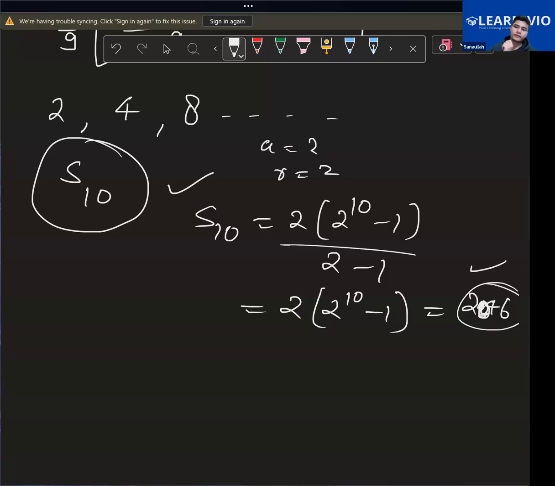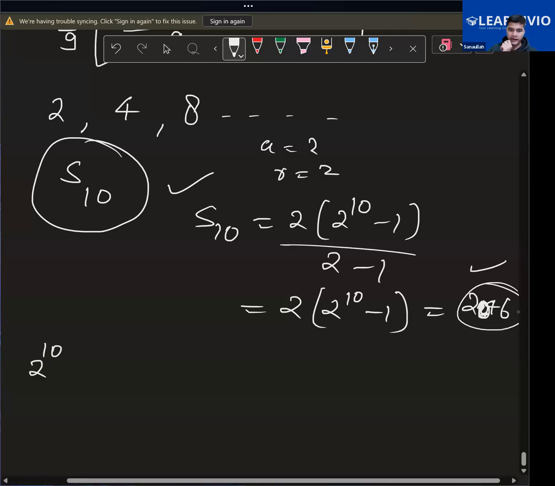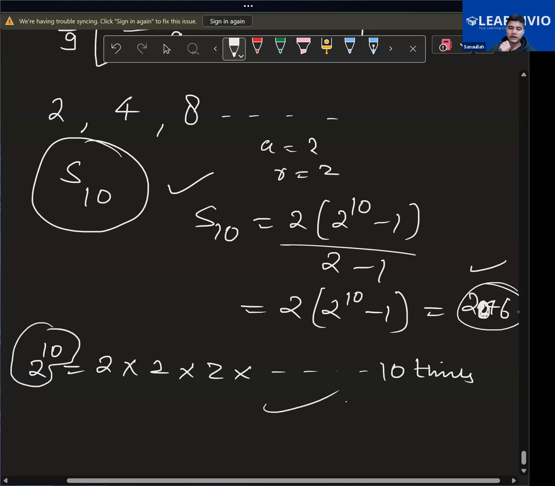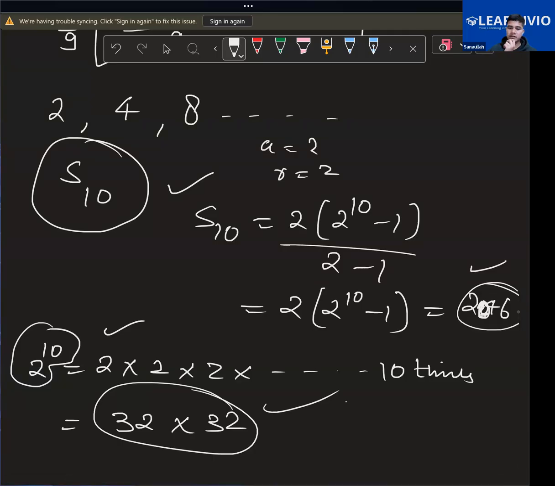2 power 10 means you have to multiply 2 ten times. You can do one thing: 2 power 5 is 32, so you can do 32 times 32. Where did this 2 go, the one outside the bracket?